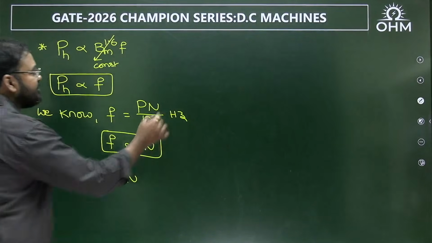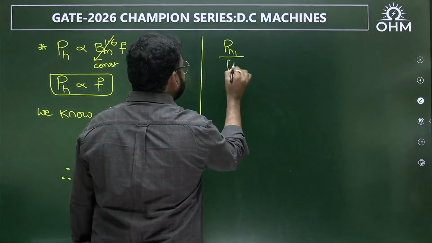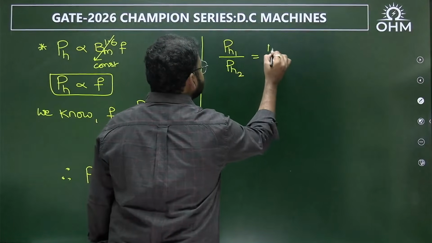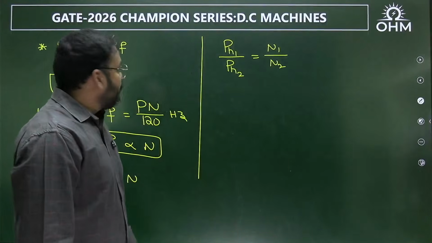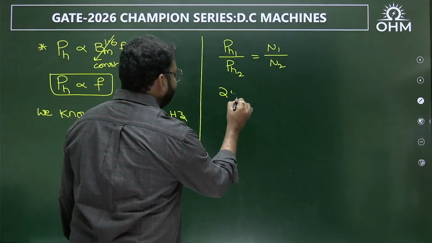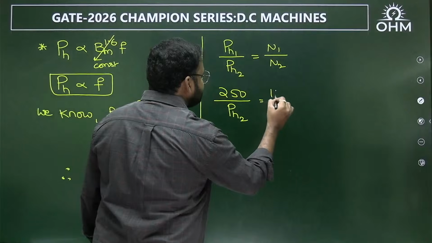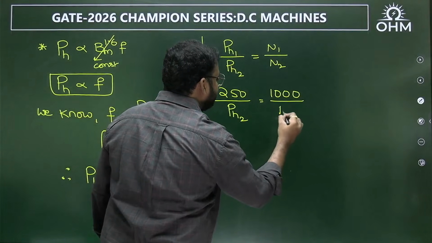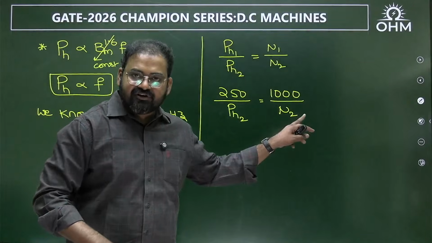If it is directly proportional, can I write first case hysteresis loss by second case hysteresis loss is equal to first case speed by second case speed? What is the hysteresis loss in the first case? 250. Second case hysteresis loss, I don't know. Speed in the first case is 1000 RPM. I don't know what is the speed in the second case. In fact, this is the answer I have to find.